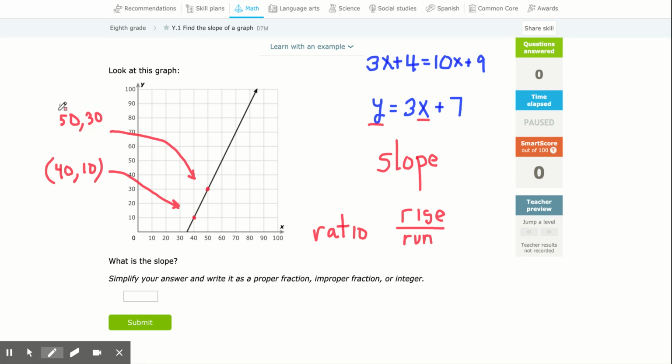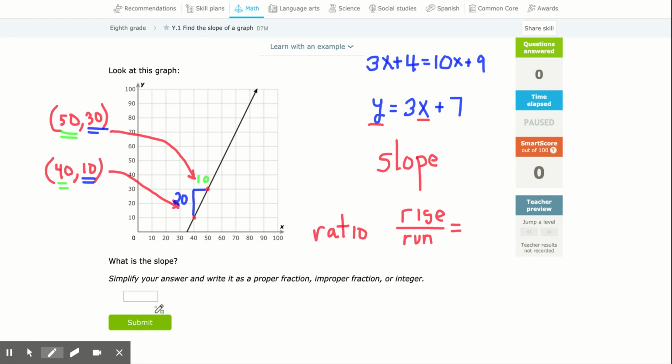Now, what we want to do to find slope, which is rise over run, is ask ourselves, how much did I change vertically going from one point to the next? How much did I go up? And how much did I go over? Well, to go from a y value of 10 to a y value of 30, I went up 20 units. To go from an x value of -40 to an x value of 50, I went over 10 units.